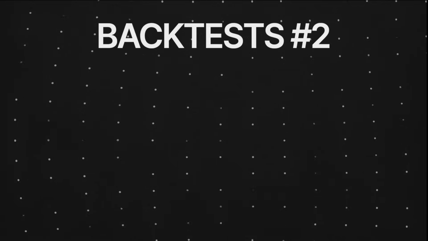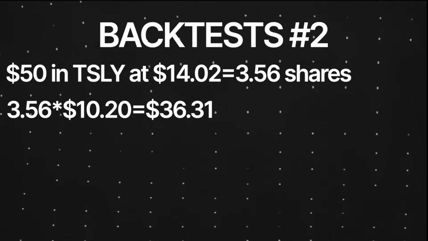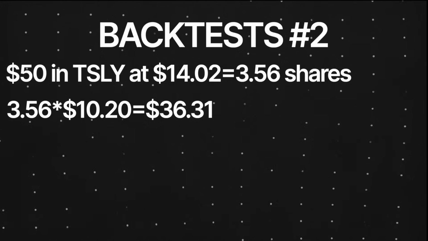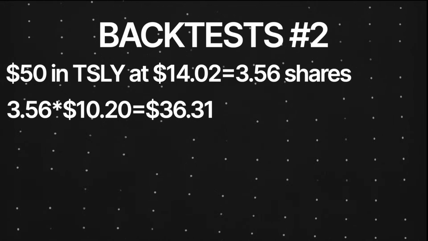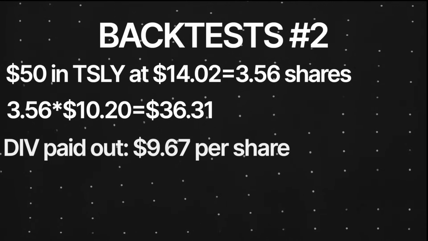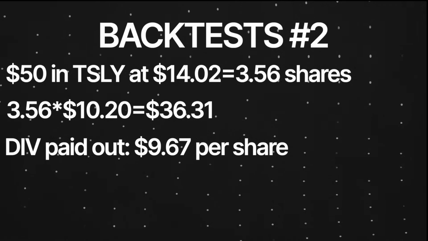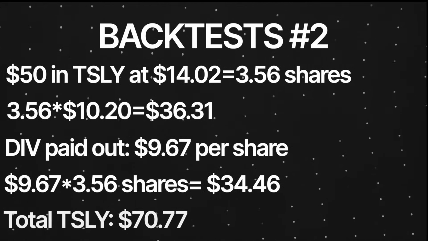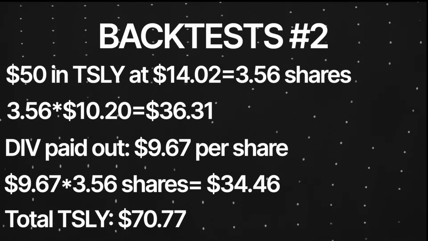All right, for our next backtest, we'll take $50, put it into TSLY, and put $50 into TSLA over the same time period. $50 into TSLY at a price of $14.02 would have gotten us 3.56 shares. 3.56 shares at a price of $10.20 is worth $36.31. The dividend paid out since that time would be $9.67 per share for a total payout of $34.46. This gives us a total TSLY position worth $70.77.